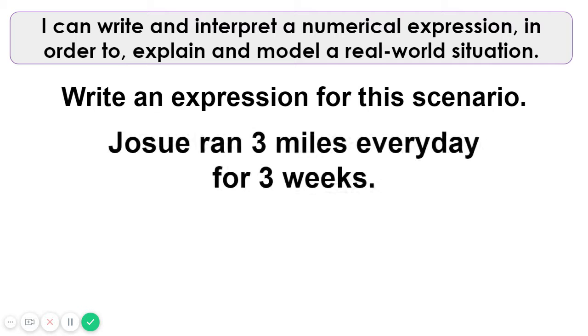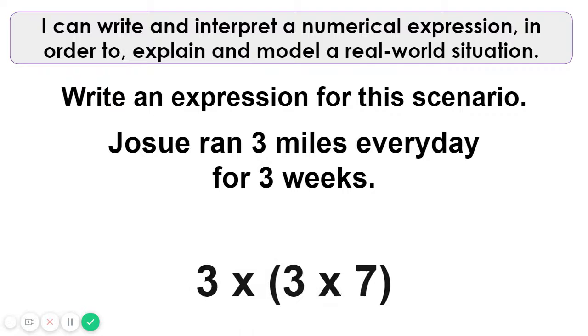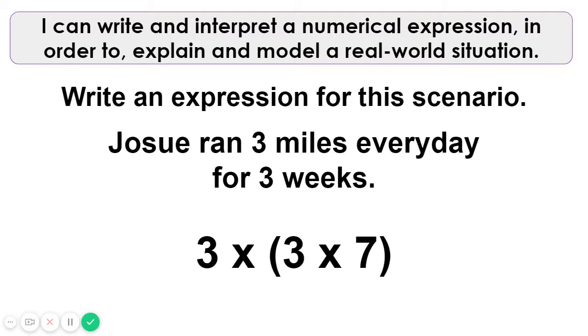Same thing. Josue ran 3 miles every day for 3 weeks. Well, if Josue is running 3 miles every day, a week has 7 days in it. So I know I'm going to have to multiply 3 times 7. But because he runs for 3 weeks, I have to multiply my product of 3 and 7 by 3. So I have 3 times 3 times 7. And my 3 times 7 is in the parentheses.